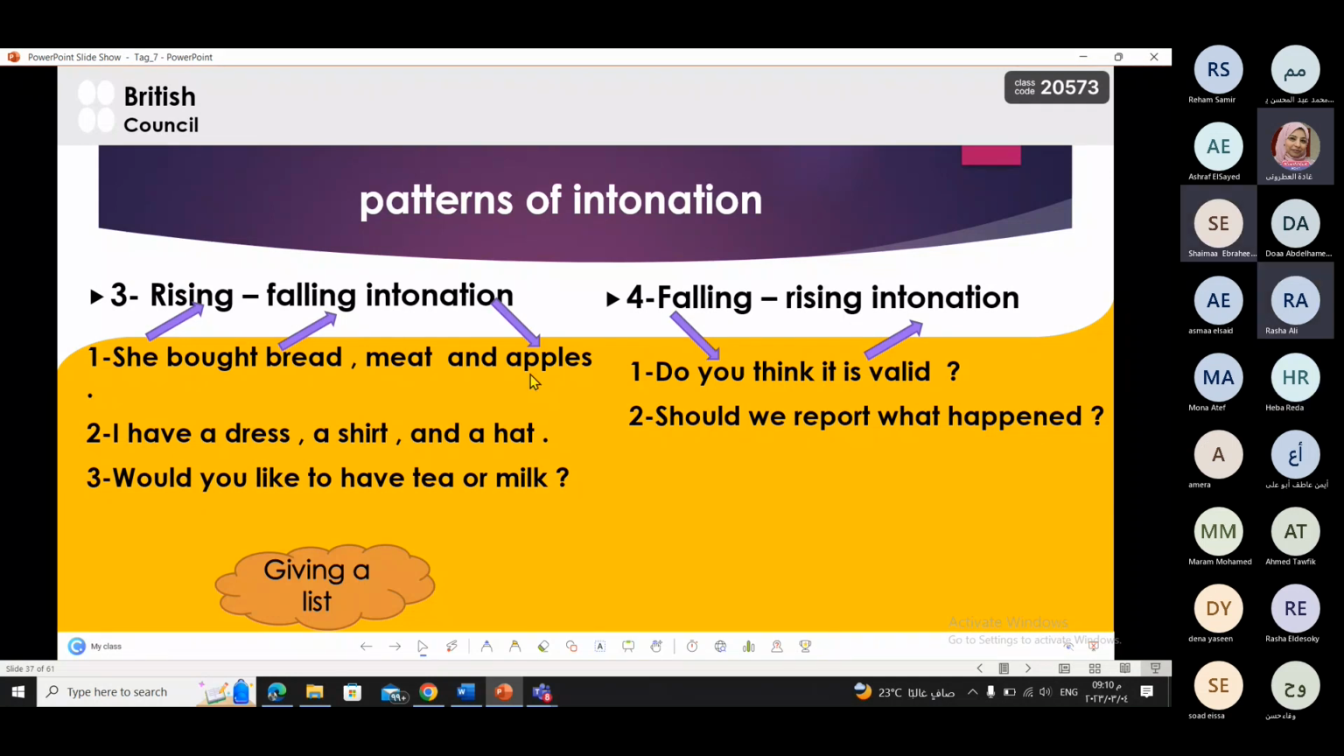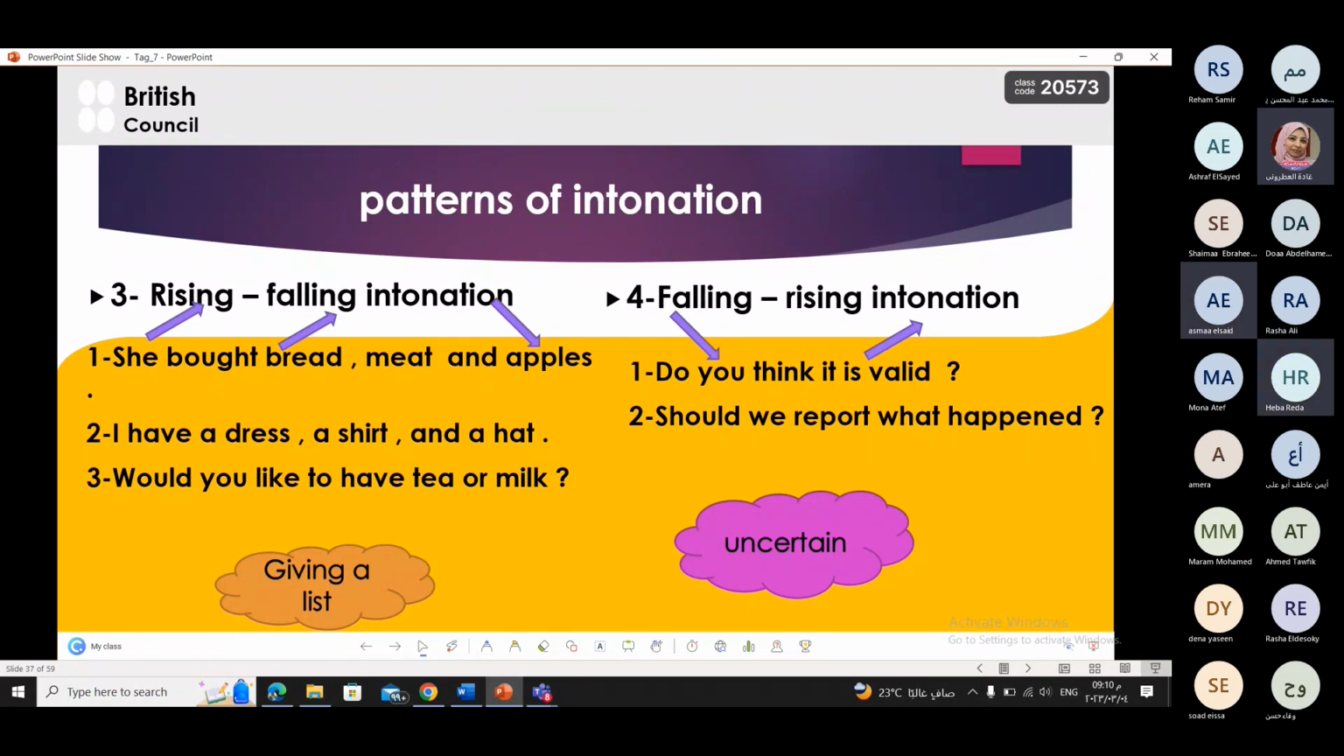I have a dress, a shirt, and a hat. Okay. Would you like to have tea or milk? Tea or milk? Excellent, well done. Okay, when you are uncertain, do you think it's valid? I think. Yeah.